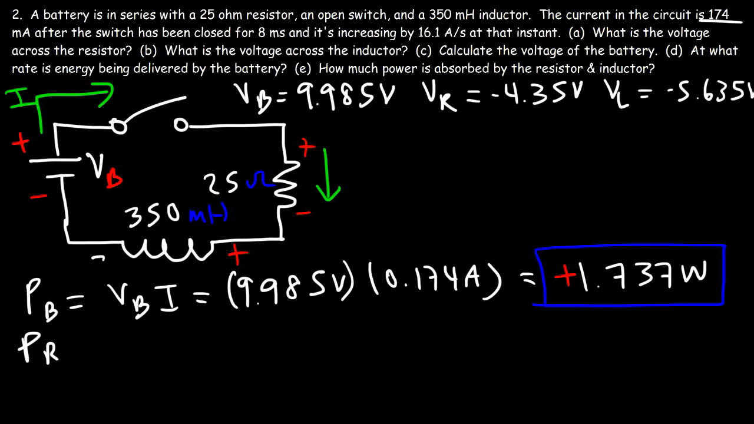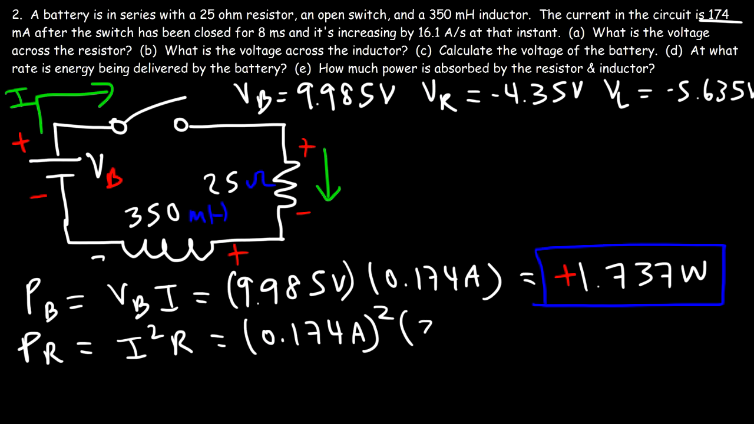Now the resistor consumes energy, so I'm going to assign a negative value for that. And so it's equal to I squared R. That's the power absorbed by the resistor. So the current is 0.174 amps. We need to square that, and the resistance is 25 ohms. Now I'm going to assign a negative value to this, since the resistor consumes energy. So it's going to be negative 0.7569 watts.